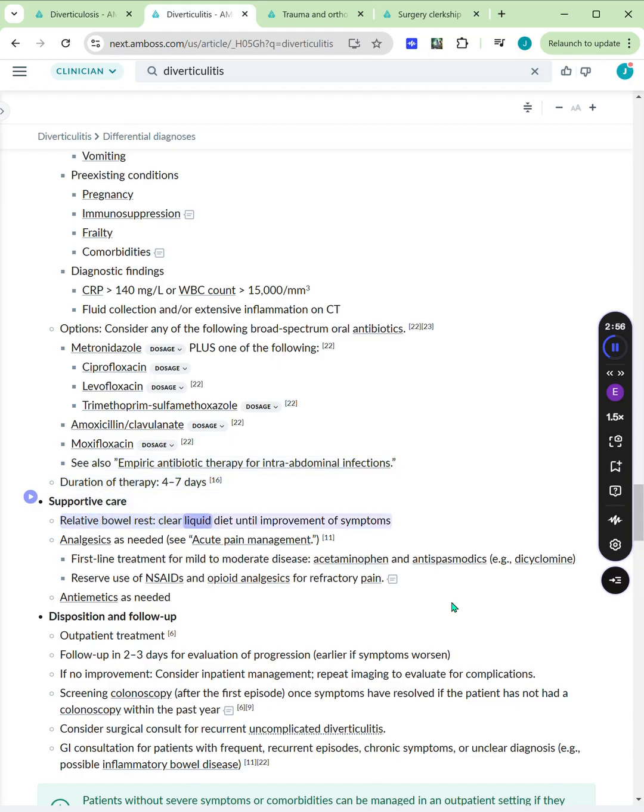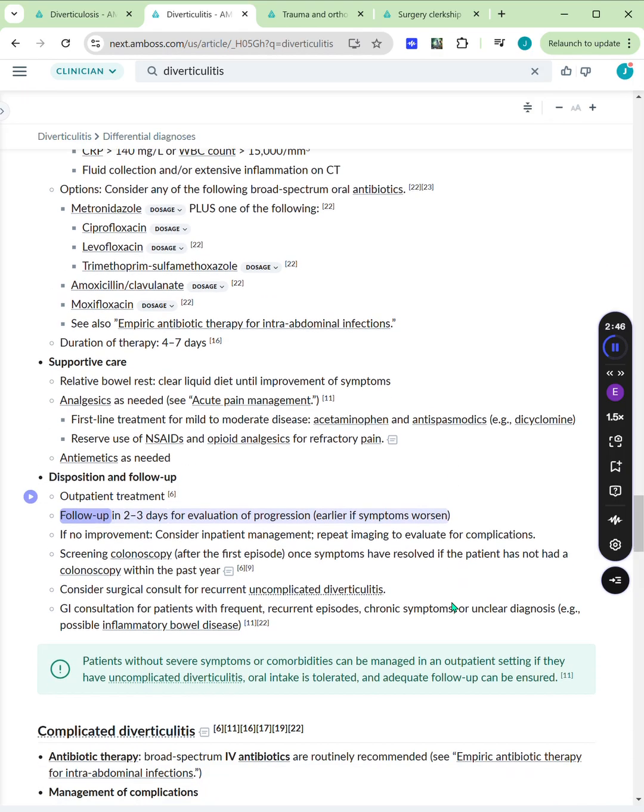Supportive care: relative bowel rest, clear liquid diet until improvement of symptoms. Analgesics as needed; see acute pain management. First-line treatment for mild to moderate disease is acetaminophen and antispasmodics, e.g., dicyclomine. Reserve use of NSAIDs and opioid analgesics for refractory pain. Antiemetics as needed.